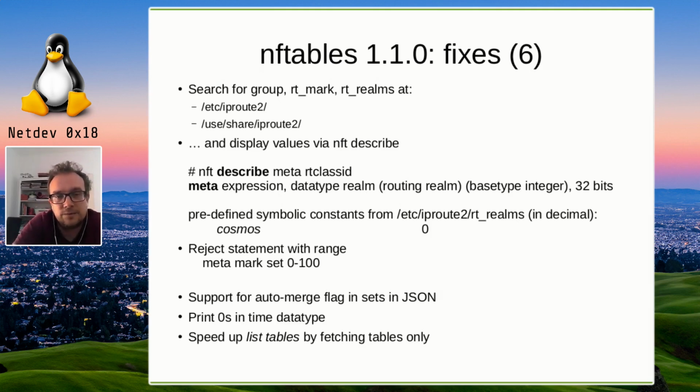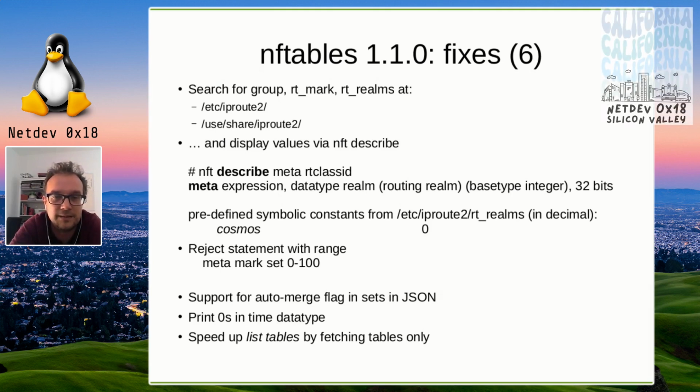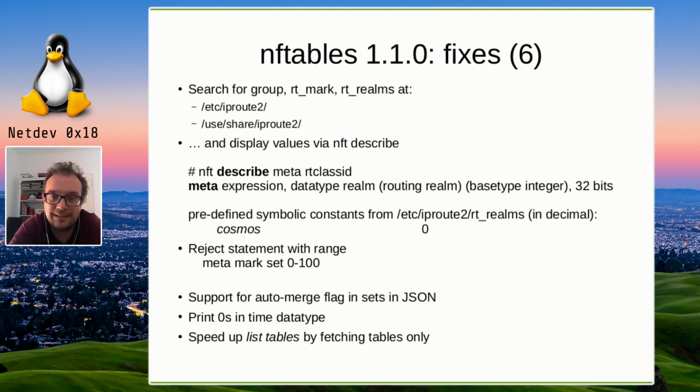We have many fixes to reject statements with ranges, like meta mark set with a range, which makes no sense. Basically, you have to specify one single value because in the case of a range, we would not know what value would be taken from such a range. So single values are allowed, or an expression that gives us an assignment value via lookup to a set or map. Auto-merge flags in JSON are now supported. It's something that was missing.